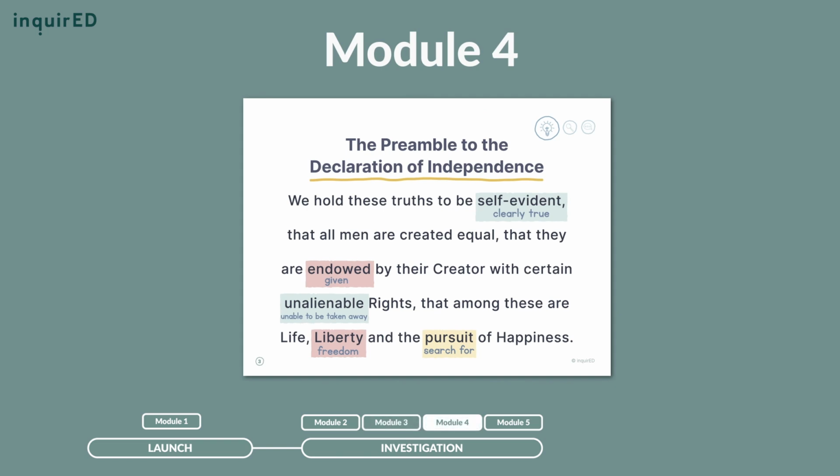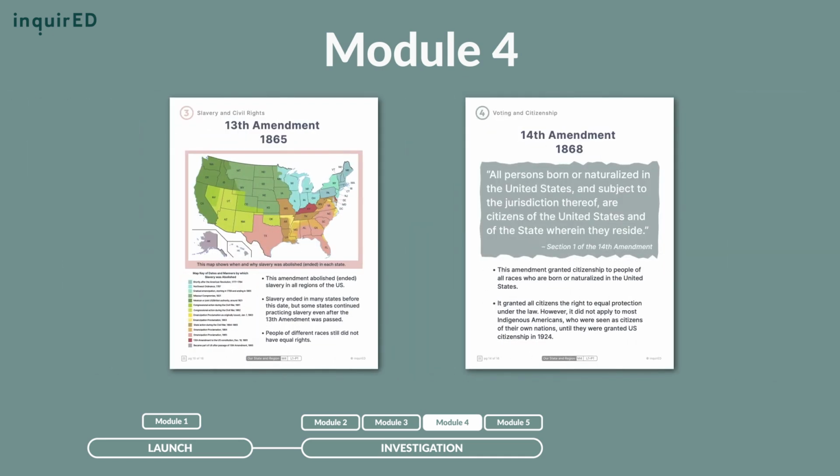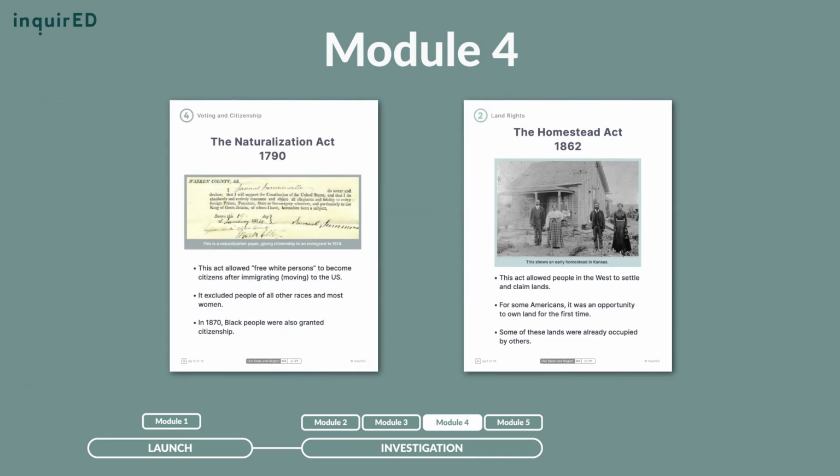In Module 4, students analyze the preamble to the Declaration of Independence and other primary source documents, engage in a gallery walk, and analyze historical documents and images to explore the changing rights and freedoms in the early history of the U.S.